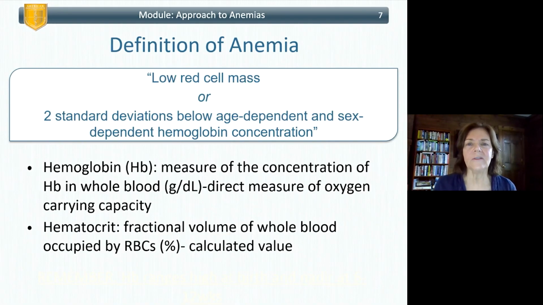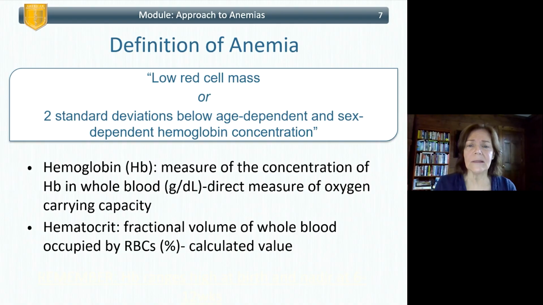The definition of anemia is pretty standard. It can be either a low red cell mass, or what we like to use in hematology, 2 standard deviations below age-dependent and sex-dependent hemoglobin concentration. So look up your values for the appropriate age of the child.